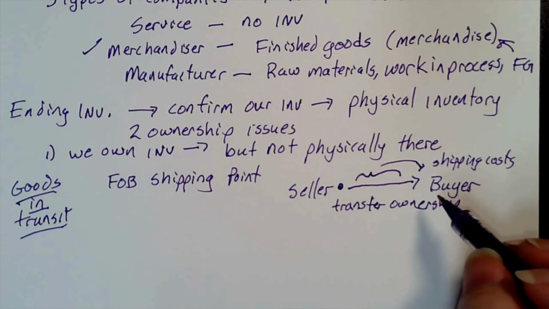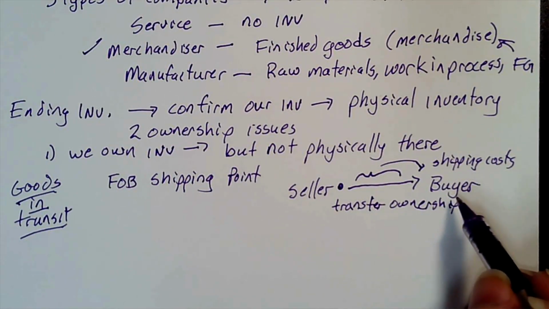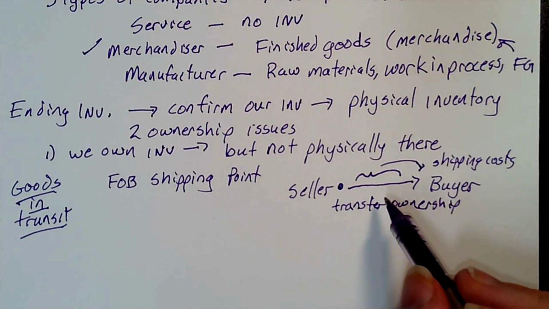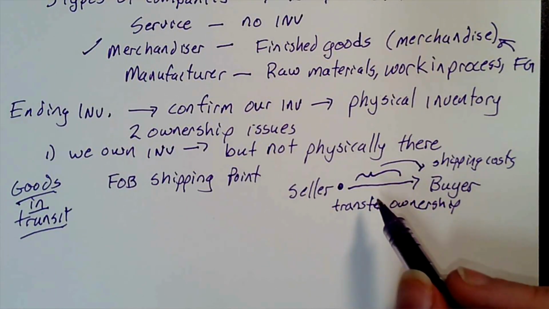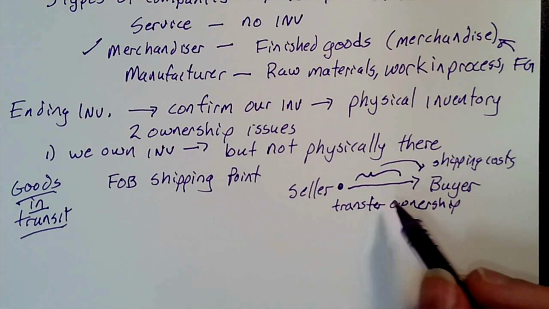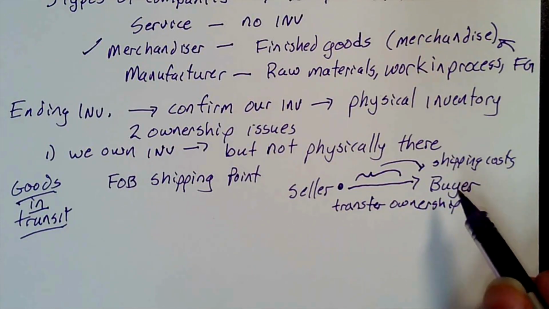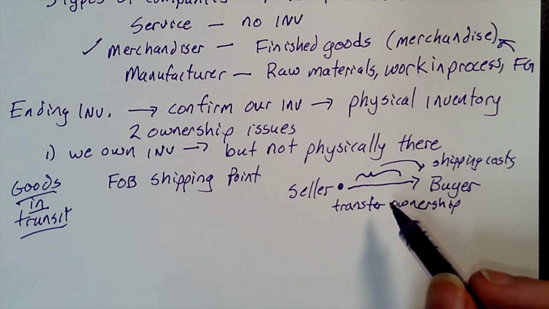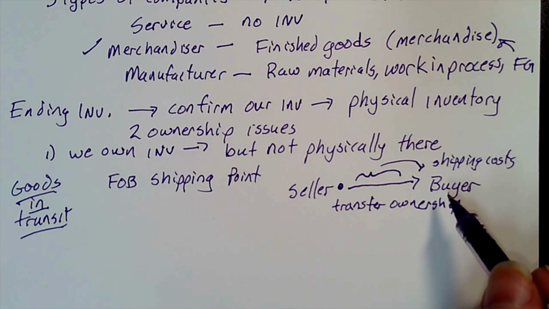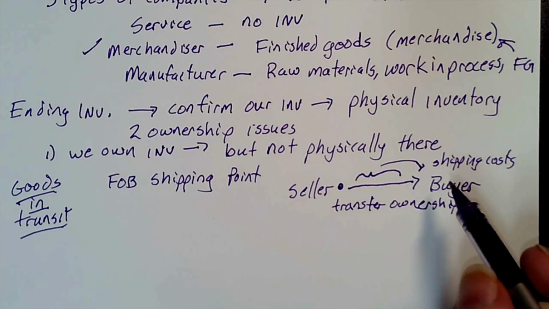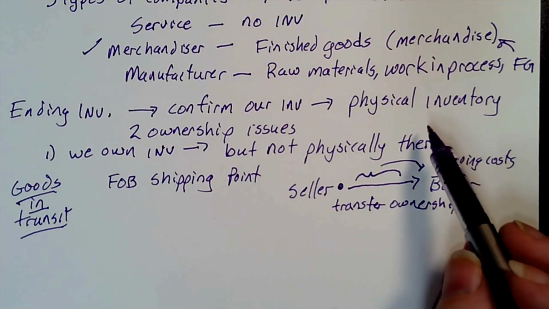So what we need to be careful about is not only is the buyer paying for the shipping cost, it actually owns the goods, even though it could be on the road. It could be in a container on a ship. It could be in a truck. In other words, it may be that the buyer has purchased it. They now legally own it, but it may not be inside the warehouse or inside the store. So when we do our physical inventory, it may not get counted.